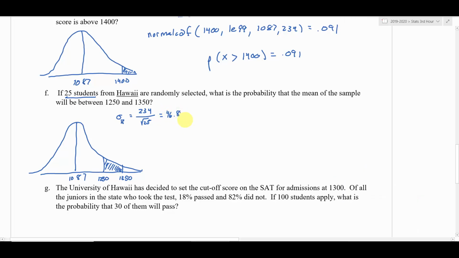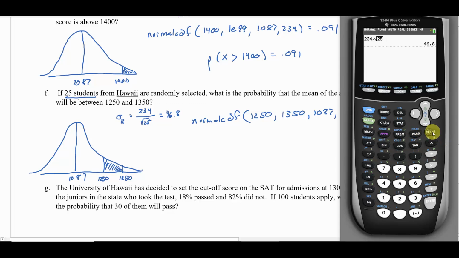Like I said, this is the biggest mistake students will make. They will forget to calculate their new standard deviation, and they will skip right to the step where we do our normal CDF without calculating that new standard deviation. So we're going to say left bound this time, 1250, right bound 1350, our mean is 1,087, and our standard deviation is 46.8, and this will get us the probability we need.